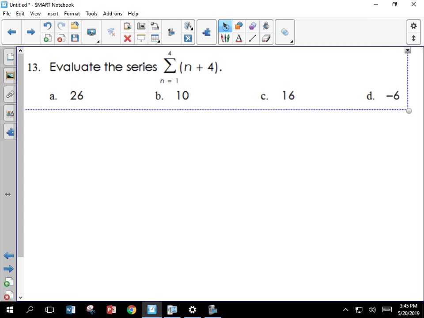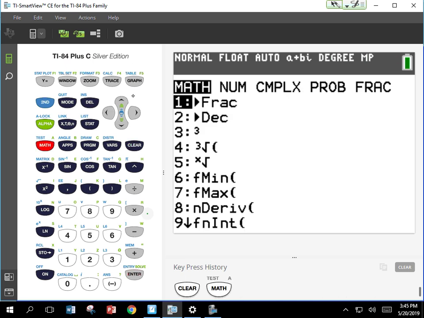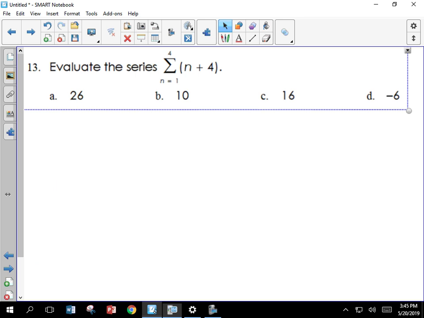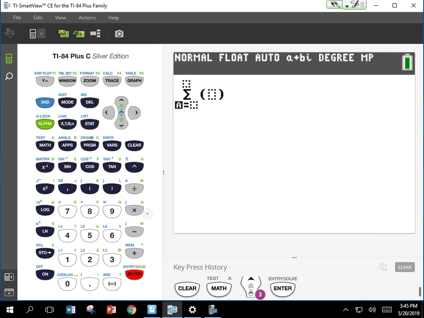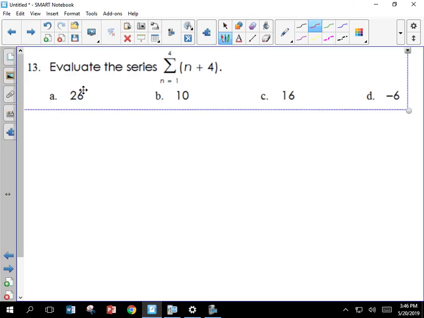All right, this is a summation problem. This one looks difficult, but all you have to do is type it into your calculator. You go to Math, and you go all the way to the bottom to where it says summation. Now on the test, it says n. We're just going to use our normal variable x. 1, hit over 4, and then you're just going to type in the formula. Okay? Instead of n plus 4, you're going to do x plus 4, hit enter, and it gives you the sum. 26.